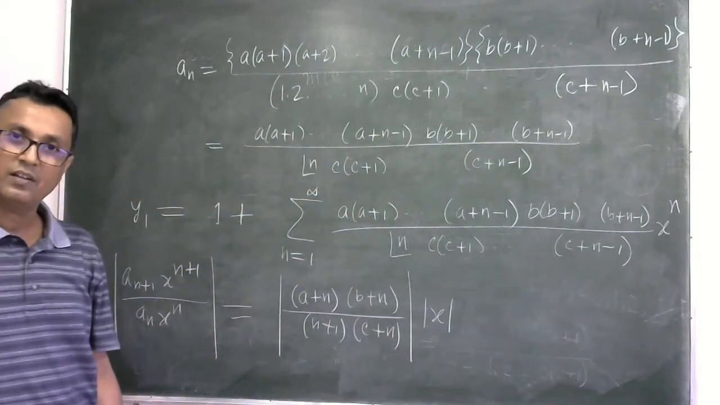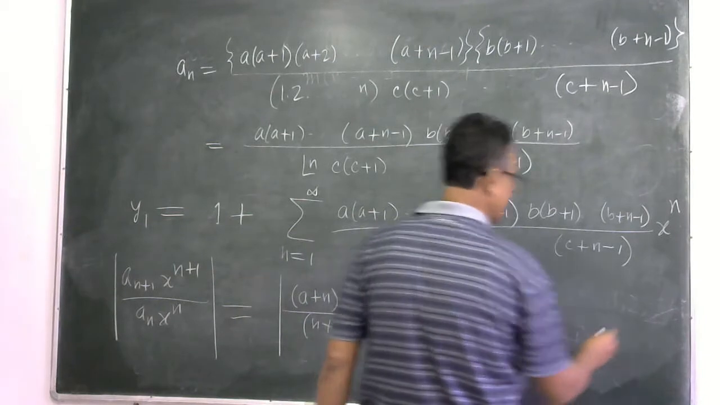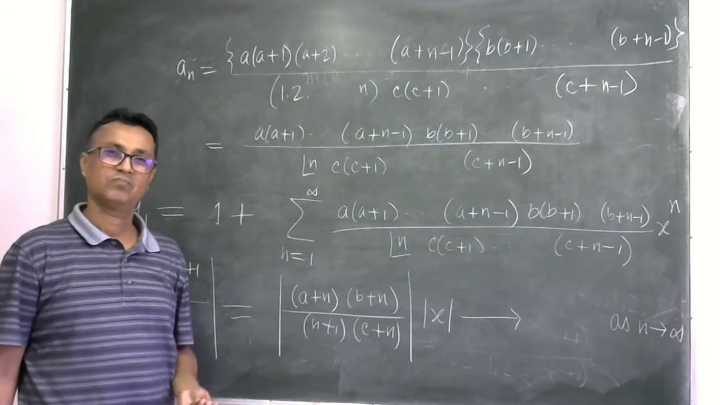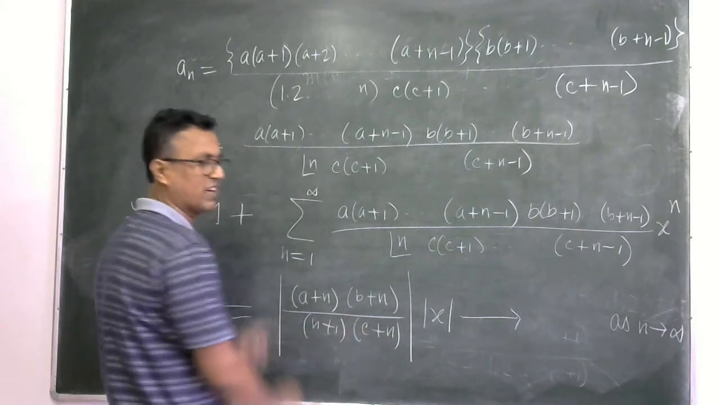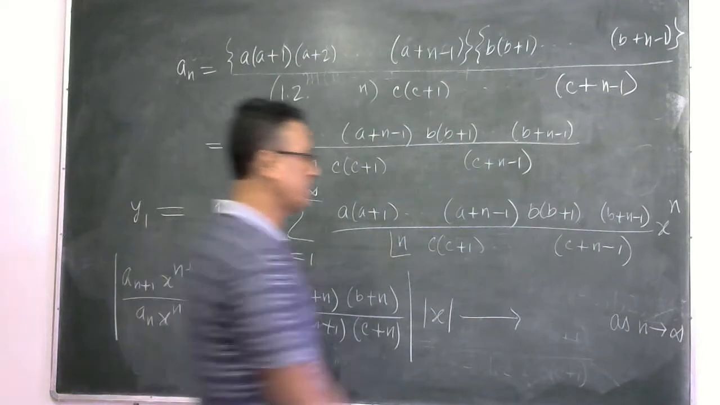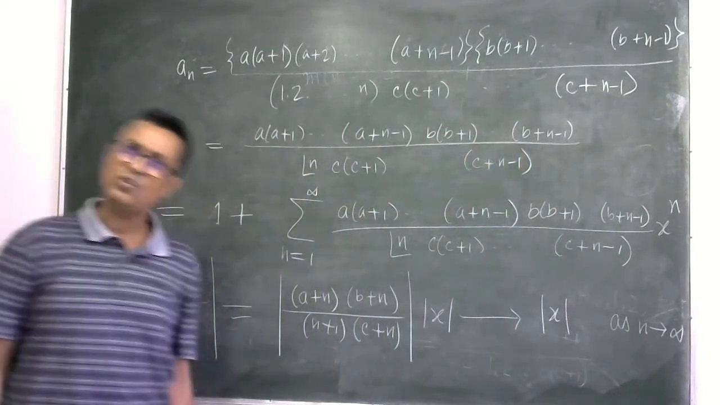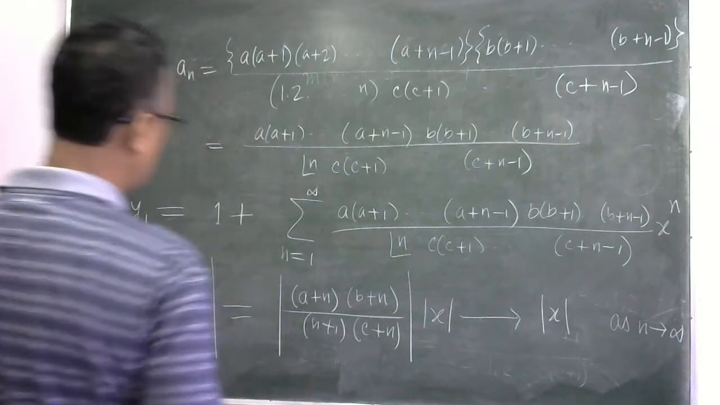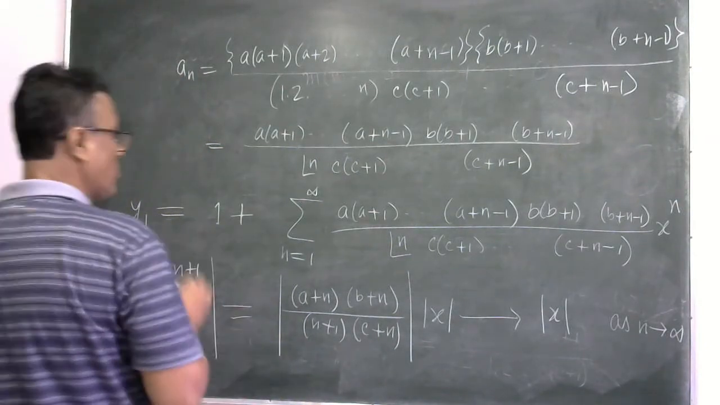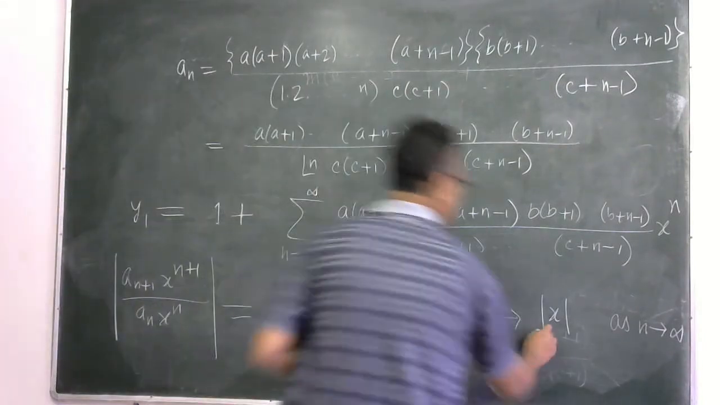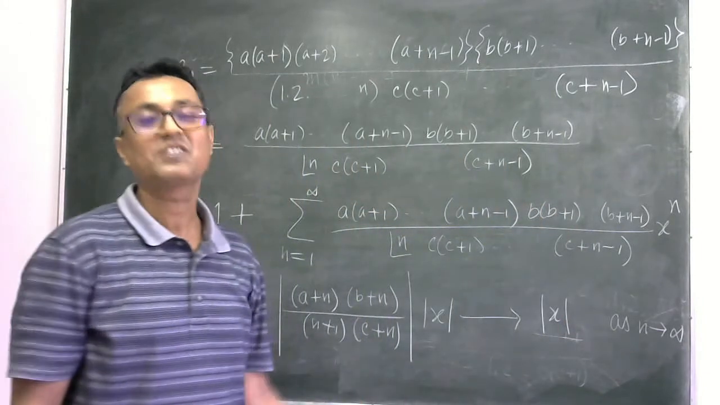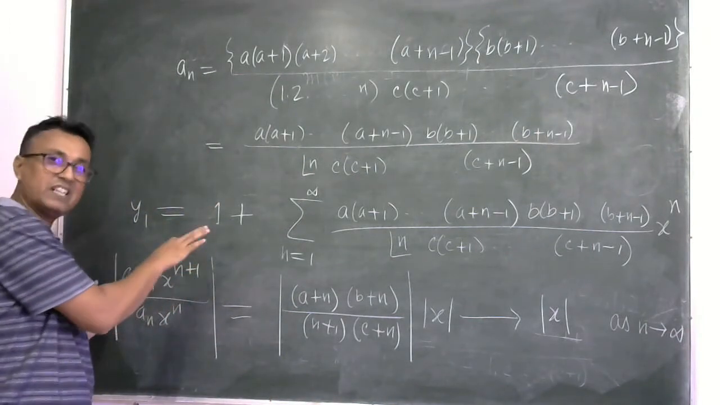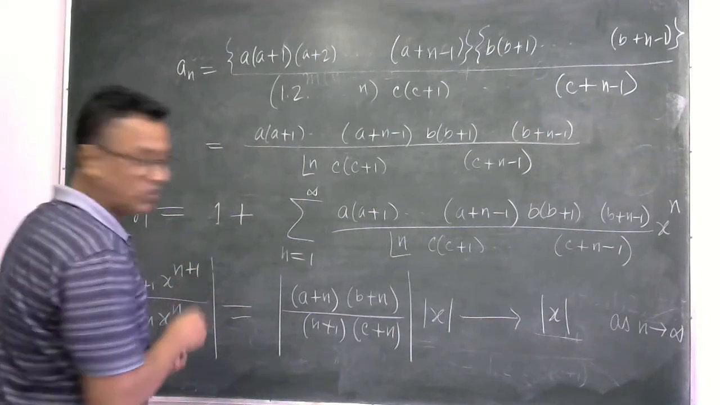Fine. And this tends to what? n is everywhere in all the factors, right? Divide by n square. So it is simply going to be mod of x. Is it okay with everybody? Right? Okay. So now another interesting thing will come out of this. Obviously you know that the series is going to converge if this ratio, which I have found out to be mod of x, is strictly less than 1. Definitely the series is going to converge, right?